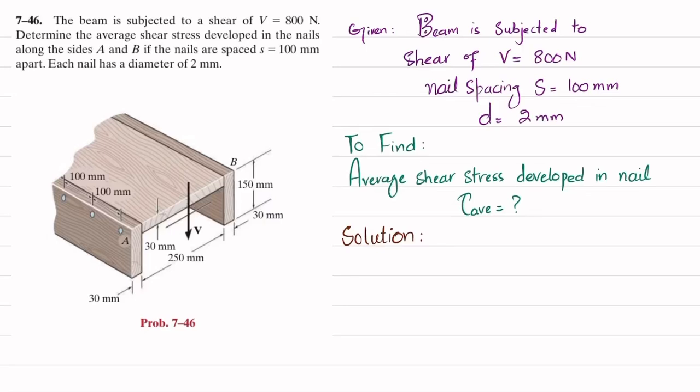Welcome back. Problem 7-46. The statement is: the beam is subjected to a shear of 800 Newton. Determine the average shear stress developed in the nails at sides A and B, if the nails are spaced 100 millimeter apart and each nail has a diameter of 2 millimeter.